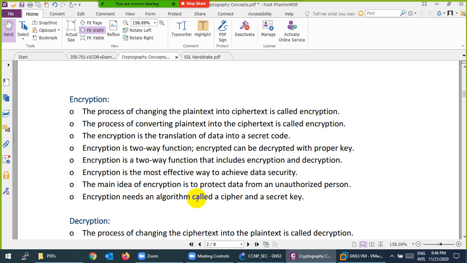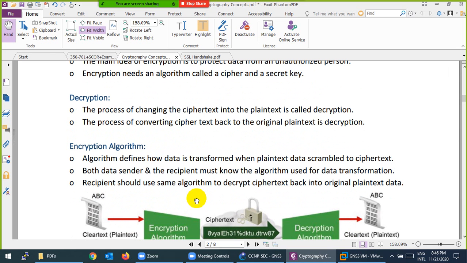It means the method by which we translate data into secret code. The method when we translate clear text or plain text, the original information, into scrambled form, we call encryption. And decryption means the opposite. When we convert ciphertext, unreadable scrambled data, back into plain text, the original form, it is called decryption. The process of converting ciphertext back to the original plain text is called decryption.